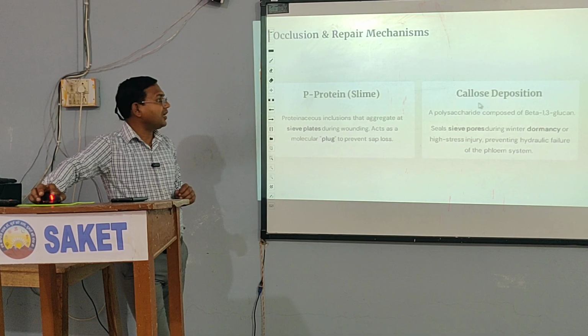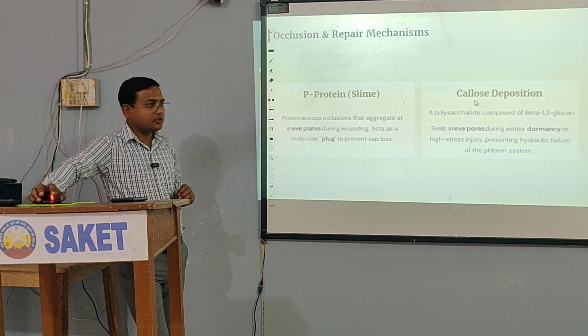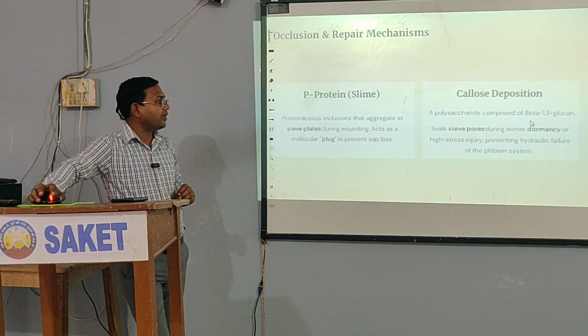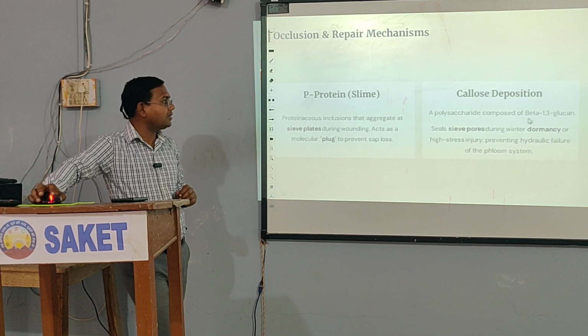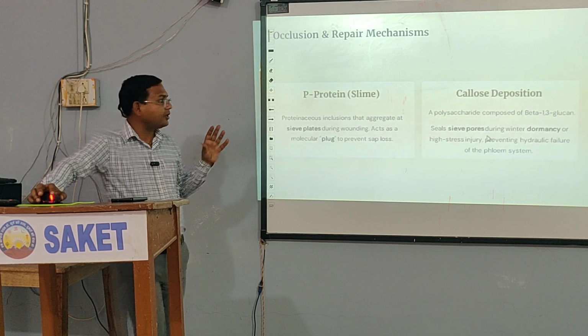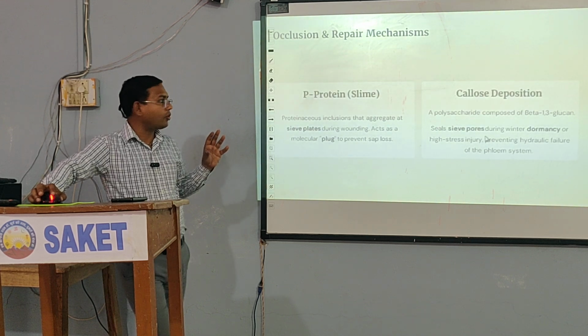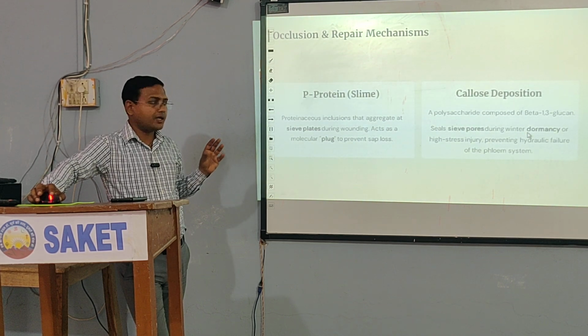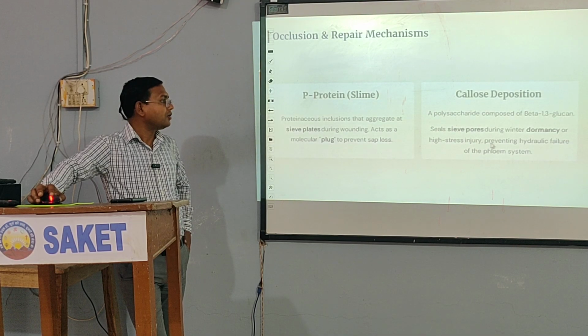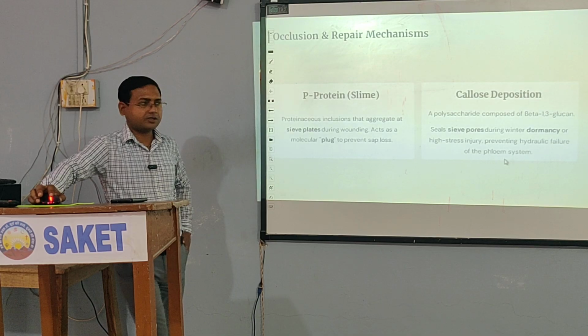Similarly, there is callose deposition in the sieve pores. This is made up of beta-1,3 glucan, a carbohydrate. It blocks the sieve pores during dormancy in winter and under high stress, when the plant is under a lot of stress, so that it can prevent hydraulic failure of the flowing system.